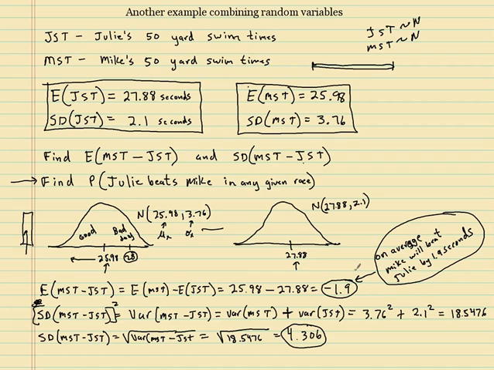Okay, so now I need to come up with a new distribution to answer this third question. So to answer the third question, I need a new distribution. I need the distribution of the differences. I just found it. That's a new mean, and that's a new standard deviation of the differences of these two distributions.